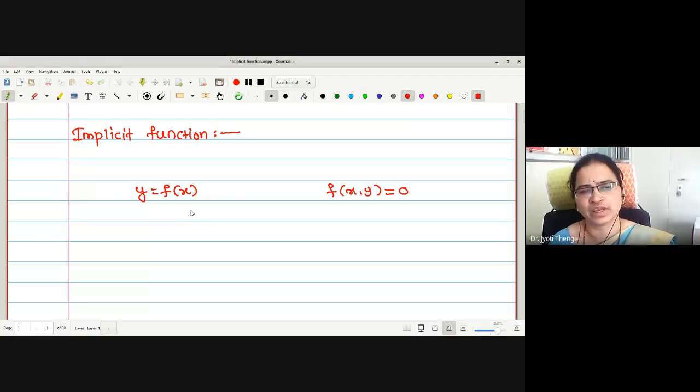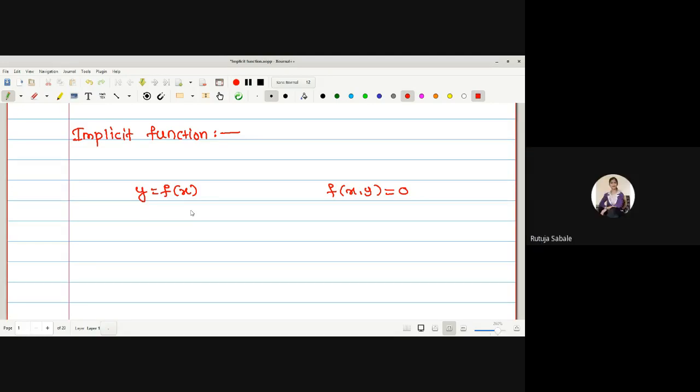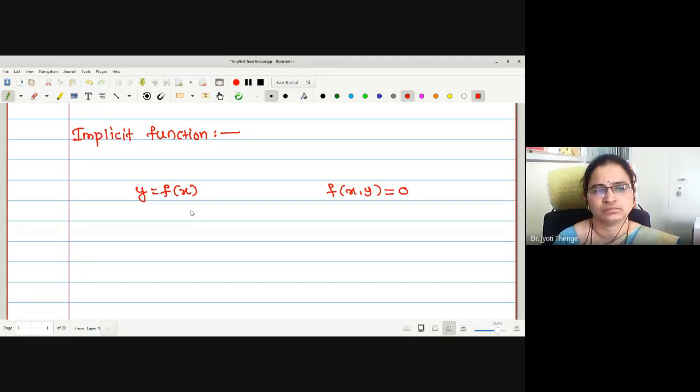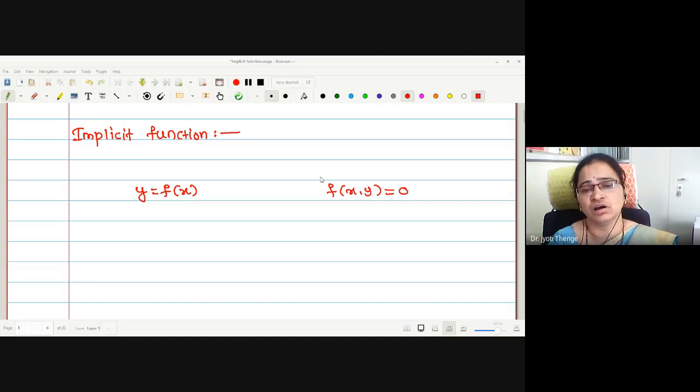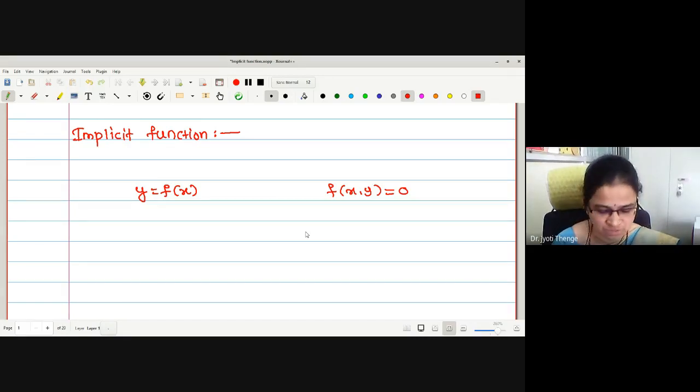To change the variables, I think we have used. Okay, I'll come to that point later because that implicit function theorem which we want to deal with is actually for multivariable, multi-valued functions. Time being, we will deal with only two variables, y equal to f of x and f of x y is equal to 0.